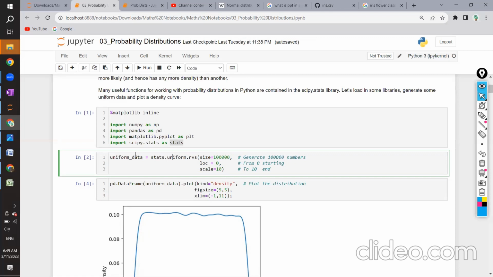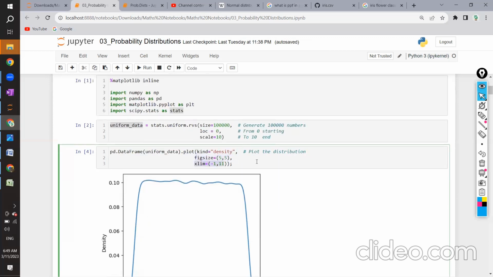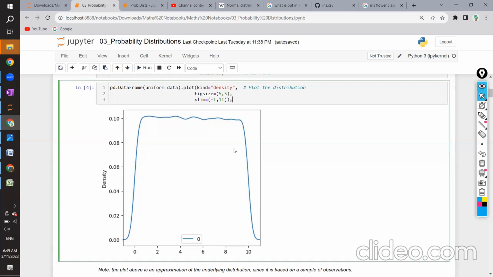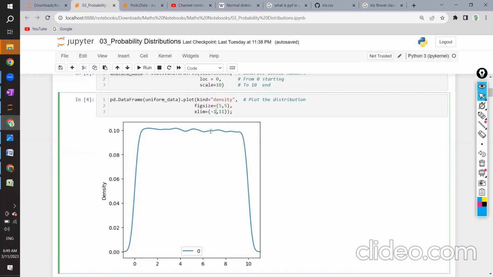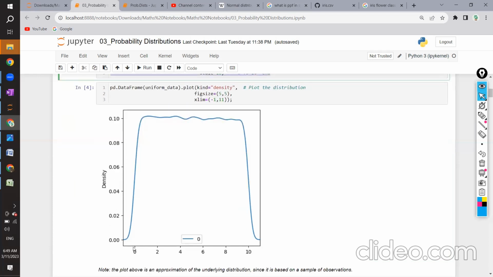Fine, and that is created. Uniform data is created, and you can just plot this uniform data. Using pandas, you create a data frame out of this and plot it, a density plot, kind equal to density. Figsize is the shape and size of your diagram, and xlim is the starting and ending range. If this starts from 0, here it will be -1, and 10 will be 11. So from -1 to 11 you are creating the diagram, but only inside 0 to 10 will our distribution fall.